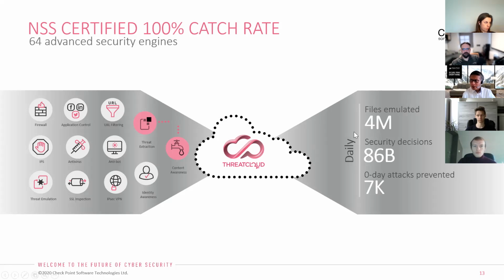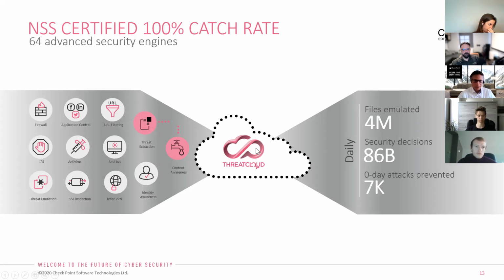So as you can see, we are able to emulate, because this is the kind of solution that we have, more than 4 million files or objects each day, and provide security decisions. For instance, if you have a user who accesses a malicious website, and assuming that the signature of the kind of attack that is there is not known yet, we can emulate the way that a file download will happen in our Threat Cloud database.